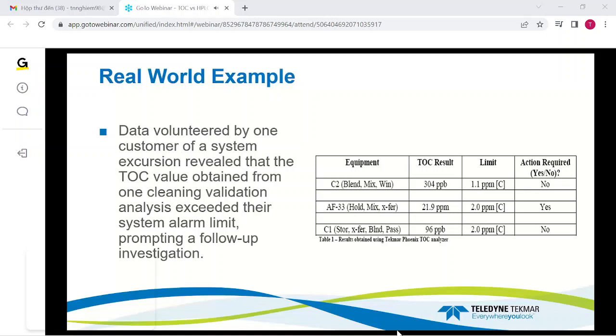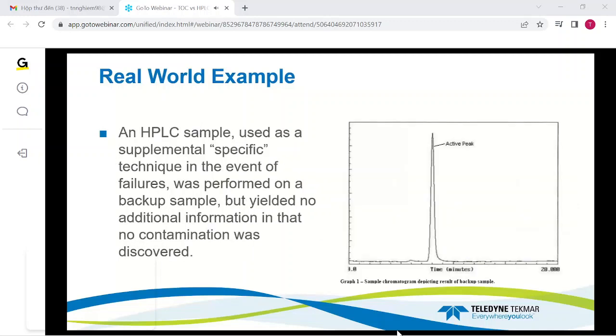Well, they have actionable limits. Their limits are set to 1.1, 2.0, 2.0 ppm. Well, the first one is well below our limit. Does anything need to be done? No, it doesn't. The second sample, wow, that is way above our limit. So there must be other actions that are taking place. Well, they can go through, start cleaning it again, or they can continue to go through the process and try to figure out where that contamination is coming from.